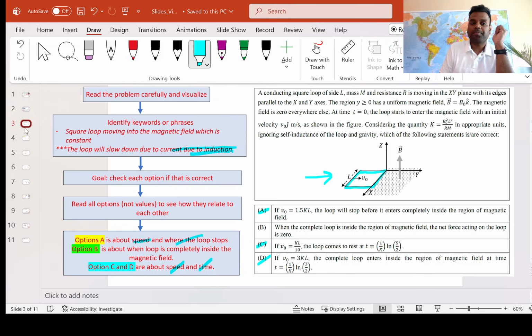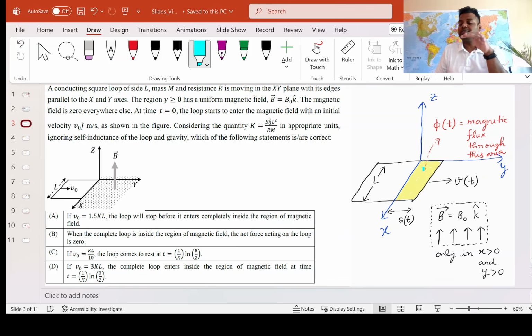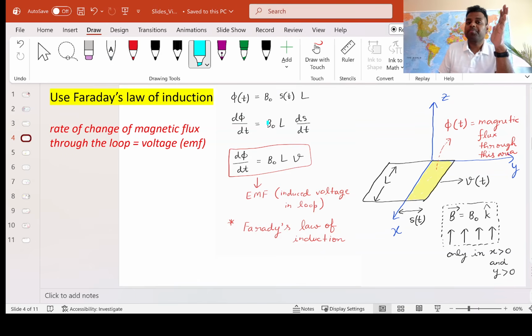So this is the figure showing the loop at a time t, right? The yellow area is inside the magnetic field, and the flux through that area is phi, right? And the magnetic field is perpendicular to the area, right? So we will calculate what is the flux.